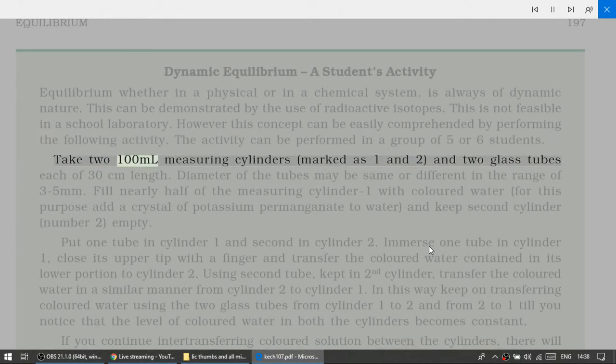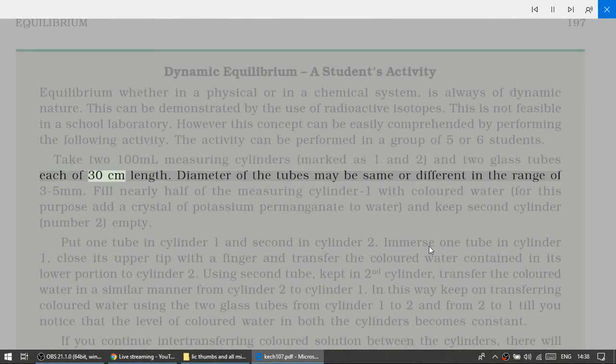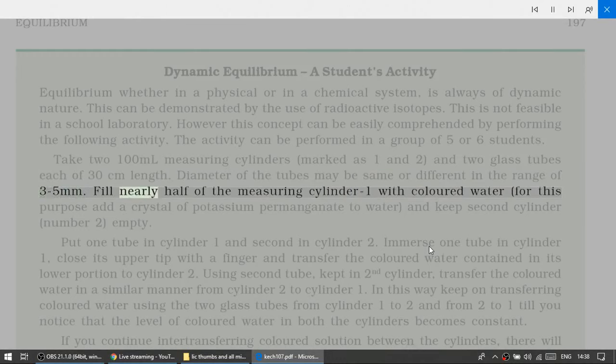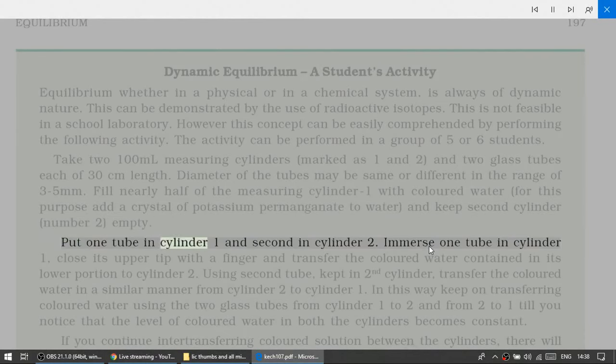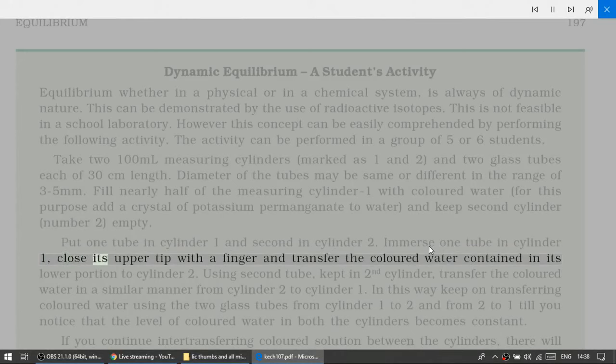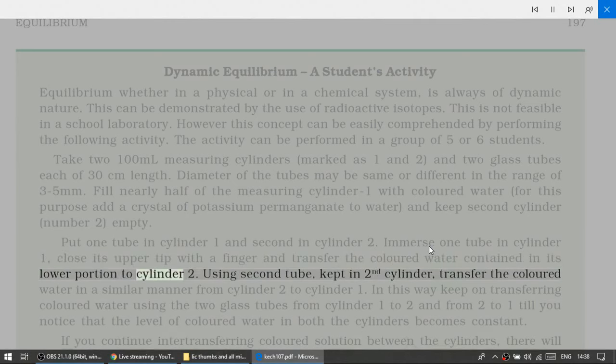Take two 100 ml measuring cylinders, marked as 1 and 2, and two glass tubes each of 30 cm length. Diameter of the tubes may be same or different in the range of 3 to 5 mm. Fill nearly half of the measuring cylinder 1 with colored water. For this purpose add a crystal of potassium permanganate to water, and keep second cylinder, number 2, empty. Put one tube in cylinder 1 and second in cylinder 2. Immerse one tube in cylinder 1, close its upper tip with a finger and transfer the colored water contained in its lower portion to cylinder 2.